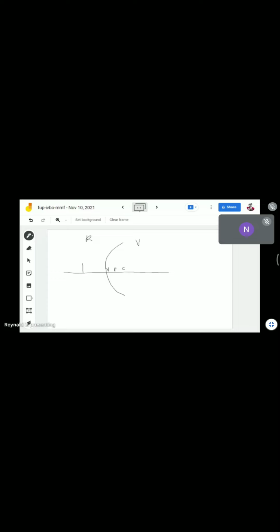Punta muna tayo dun sa bawat ray. So ang unang ray natin sa convex is also the PF ray. So this is the vertex. This is the center. This is the center of curvature, and this is the focus.